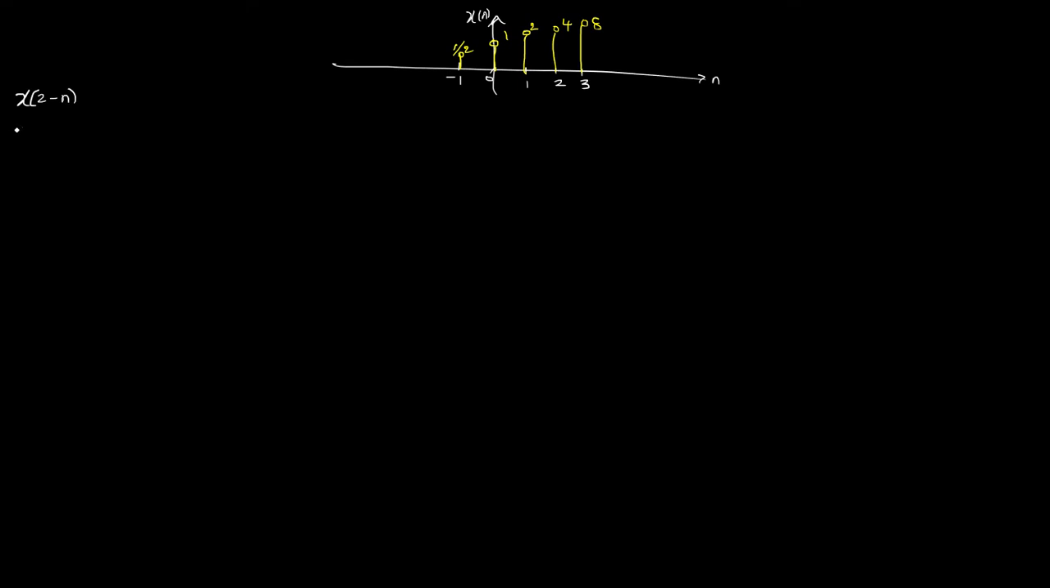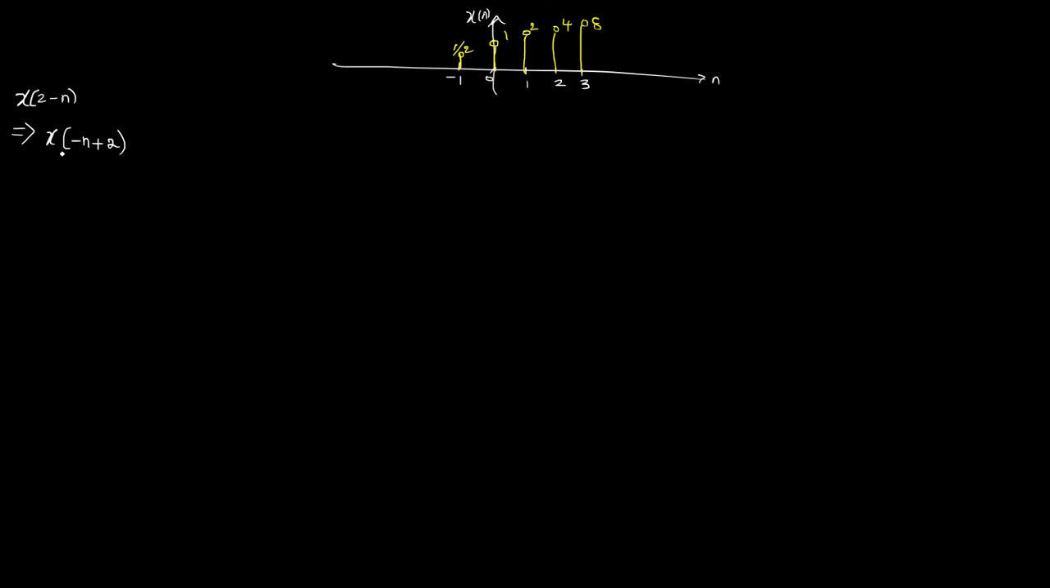First thing, you have to rewrite it in the appropriate form. First you write the n term and then the number term. So let me write it as x of minus n plus 2. Instead of 2 minus n I have written minus n plus 2. Always remember it should be in this format only: first n, the time variable, should come, then the number.